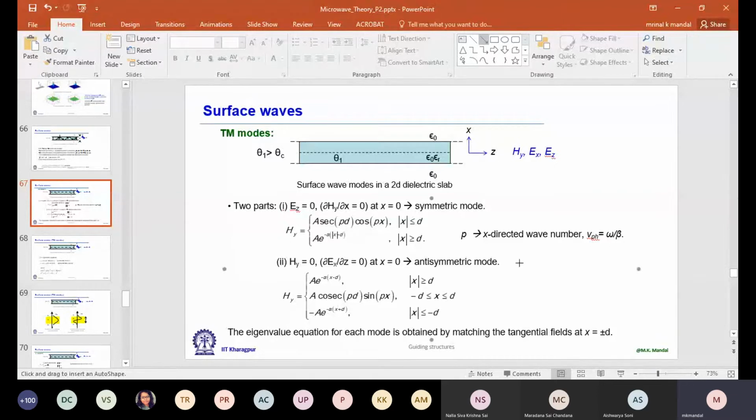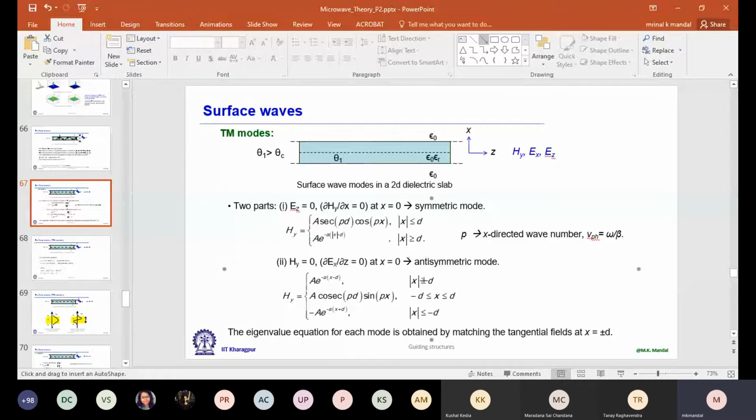In this case, we may have two different types of modes. The first group we call symmetric modes, and the symmetric mode is represented by cos Px. P is the x directed wave number, and we chose x on the mid plane. That means at x equal to 0, all of these modes have Hy maxima on the mid plane. If you go up or down, it will decrease sinusoidally. Now, what happens in air when x is more than d? It decays exponentially.